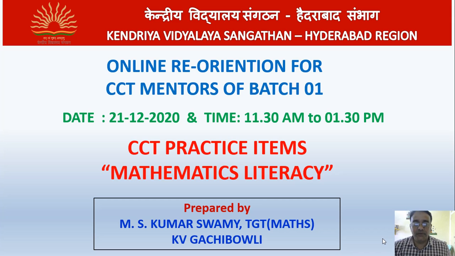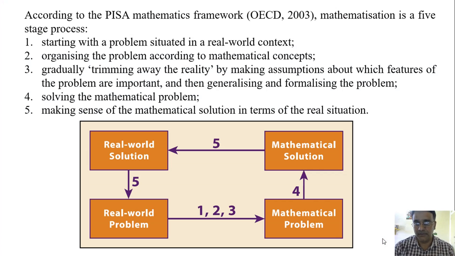So now I'm going to present one demo of CCT practice items. Before that, let us have a look at the PISA mathematics framework. Mathematization is actually a five-stage process, starting with some real world problem and organizing the problem according to mathematical concepts, and gradually trimming away the reality by making assumptions about which features of the problem are important, and then generalizing and formalizing the problem.